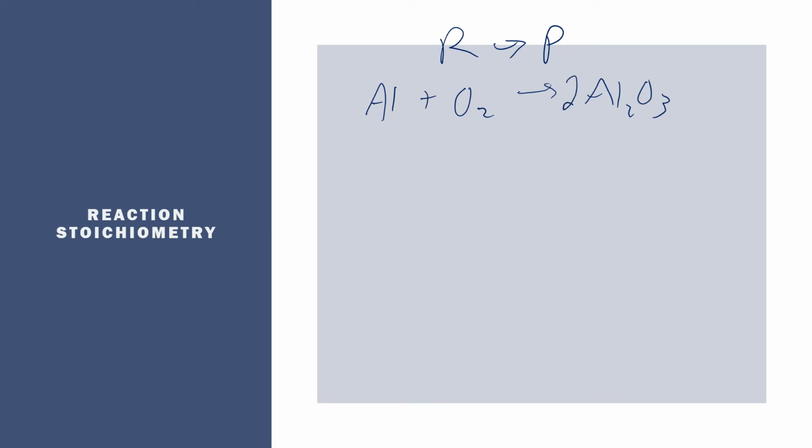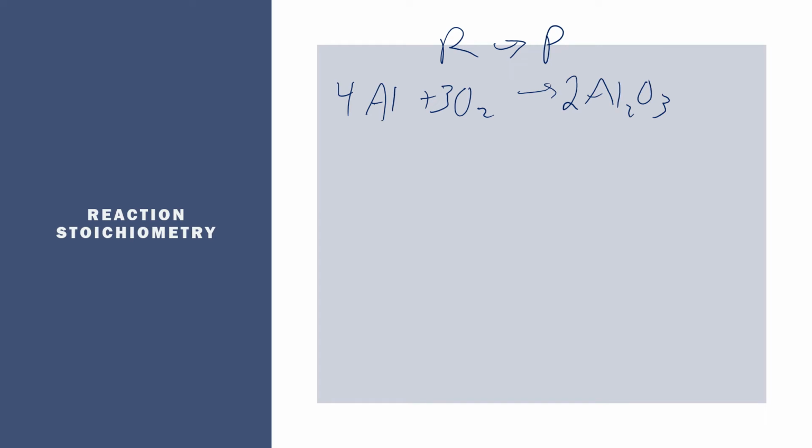So if I balance it, I add coefficients. I can put a 2 in front here and a 3 in front here, so now I have 6 oxygen atoms, and then I have 4 aluminum atoms to match the 4 aluminum atoms here. So now it's balanced. The elements cannot change on either side, but how they are arranged will change.